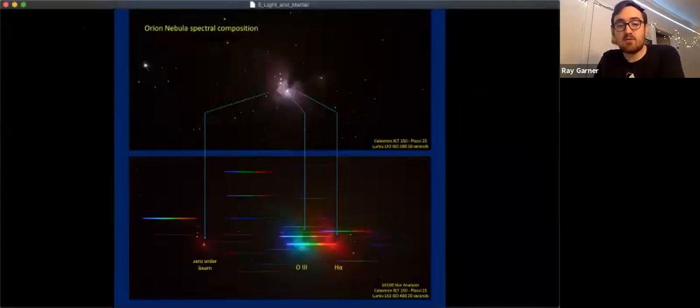The red is the brightest Balmer line of hydrogen, H alpha. So we know the Orion Nebula has hydrogen. The blue is from doubly ionized oxygen. So we know that there is oxygen in the gas that makes up the Orion Nebula. We don't typically display things like this, but it's a very beautiful way of understanding spectra.